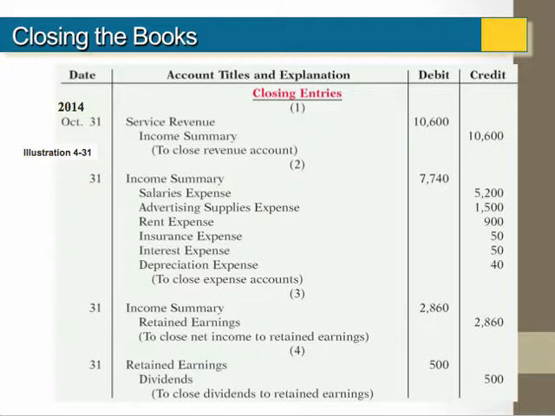Journal entry number 3 is to take the balance out of the income summary, and notice the $2,860 in this income summary entry is the same number as net income on our income statement. We reduce the income summary by that amount and we credit retained earnings, which will increase the retained earnings account for the net income being recognized. And then step 4, we would reduce retained earnings with a debit, and we would reduce the dividends account with a credit. By doing so, we have now zeroed out the dividends account.